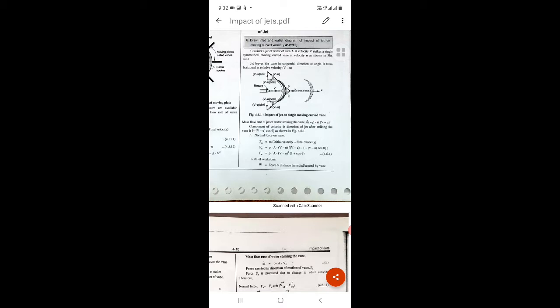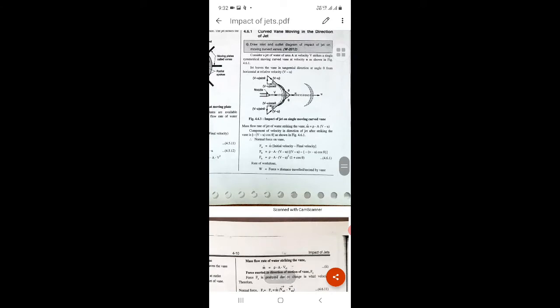So the mass flow rate of the jet striking the plate is rho a (V minus U). The component of velocity in the direction of jet after striking the vane is minus (V minus U) cos theta. So F is mass into initial velocity minus final velocity. So F is rho a (V minus U) into (V minus U) minus (minus (V minus U) cos theta). So Fx is equal to rho a (V minus U) squared (1 plus cos theta). This is the required force.